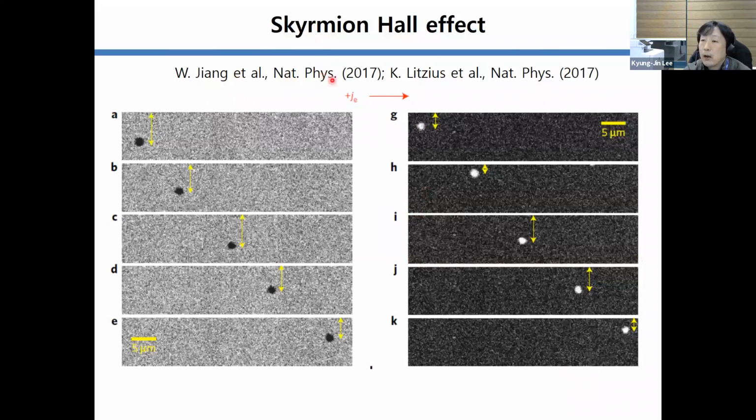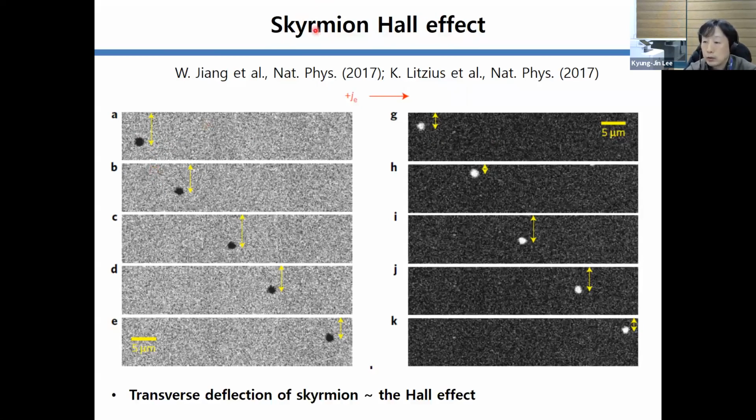But later people found that there is an interesting but detrimental phenomenon called the skyrmion Hall effect. For example, in this experiment, in this image, they injected current in the horizontal direction, but the skyrmion, this black dot here or white dot there, moves not only along the horizontal direction, but also in the vertical direction. So it's like a Hall effect. So it is called the skyrmion Hall effect.